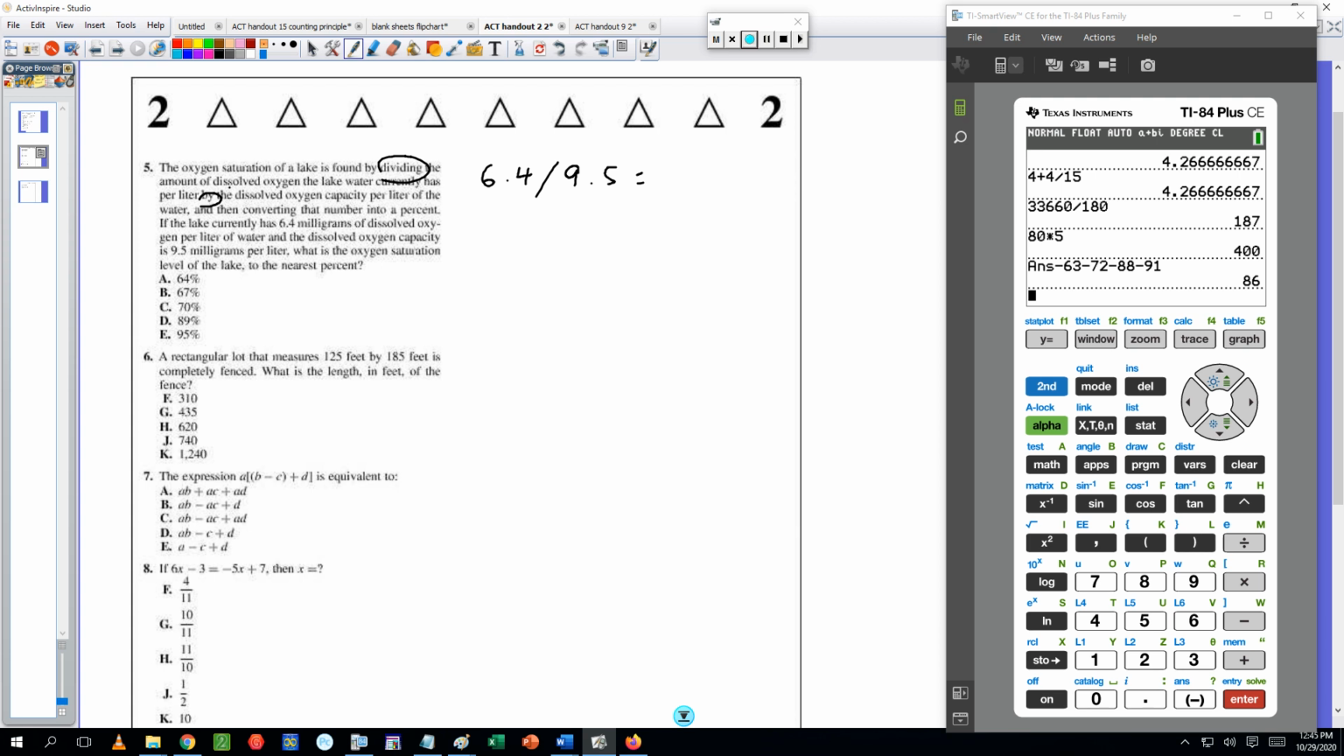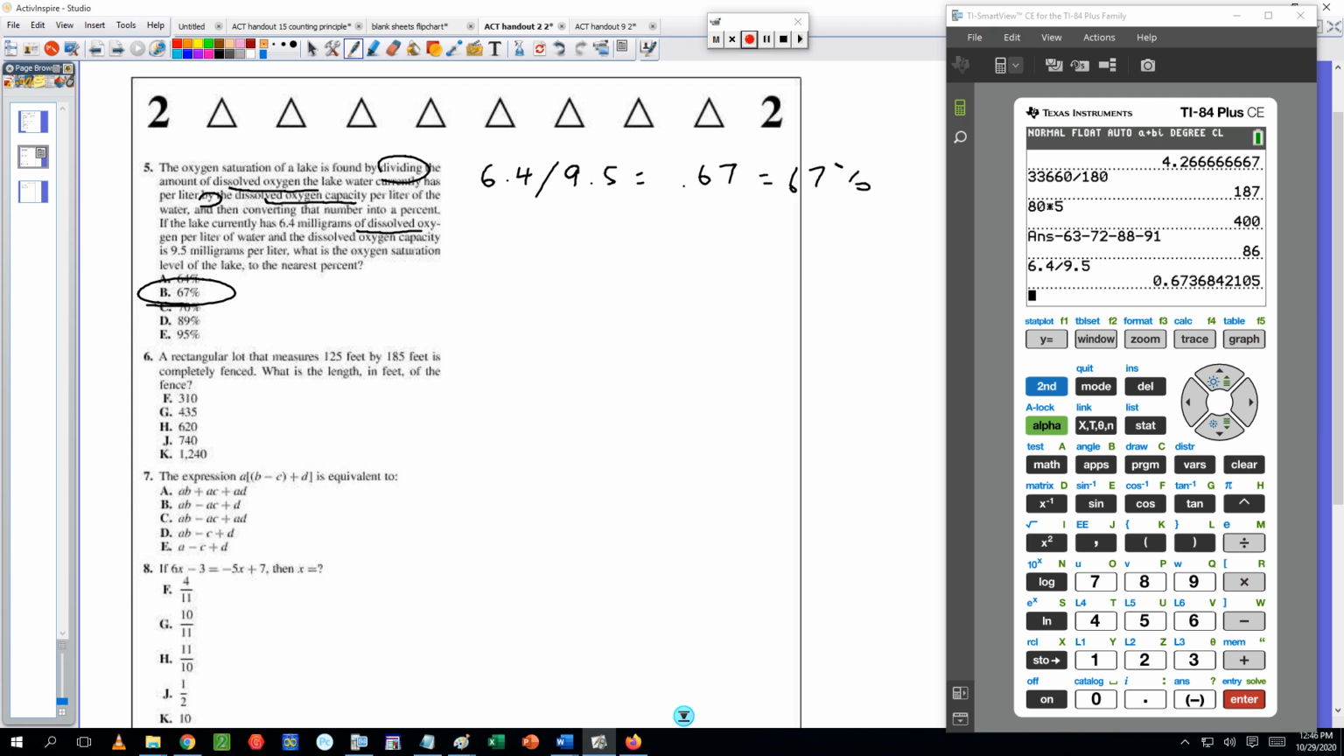because it says amount of dissolved oxygen. So here's the dissolved oxygen, and we're dividing by the capacity, so 6.4 divided by 9.5 is 0.67, and as a percent, that's 67%.